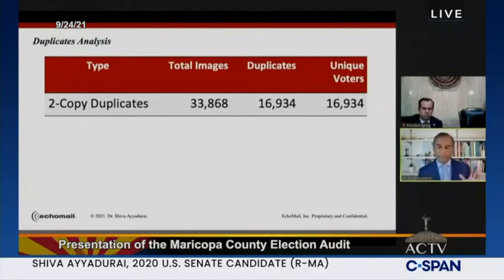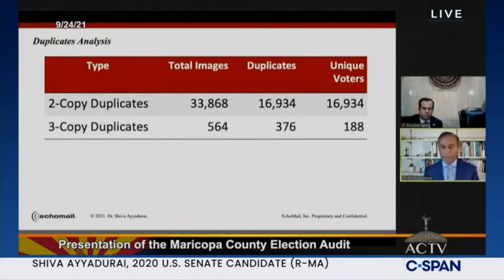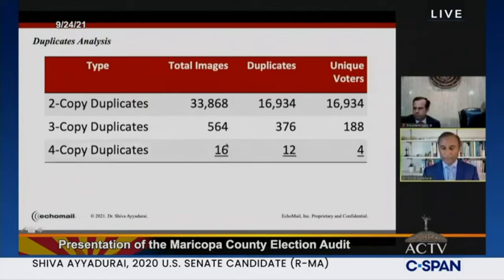We found about 16,934 voters who had submitted 16,934 2-copy duplicates, which means each of those voters submitted 2 ballots. Okay, 2 early voting ballot return envelopes. Interesting enough, we also found another 188 voters, unique voters, who had submitted 376 duplicates. So the total image count was 564 once you removed the duplicates, right? Because you want to take one of them. And then finally, we found also 4 individuals who submitted 12 duplicates, total images being 16.